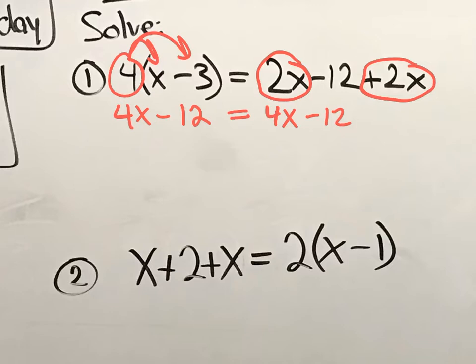Now, at this point, you could stop doing what you're doing. Why is that? Because we have 4x minus 12 equals 4x minus 12.